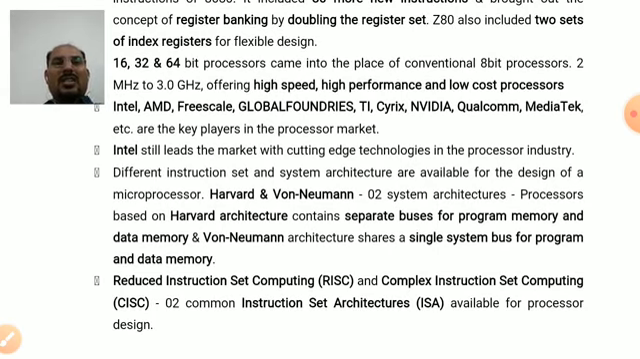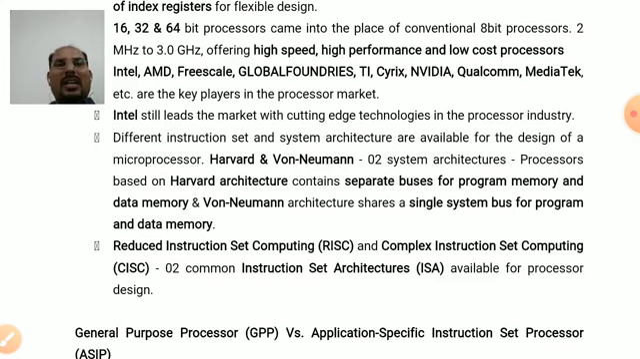Different instruction set and architecture are available for the design of processors, and they are Harvard and Von Neumann architecture. Here, Harvard contains separate buses for program memory and data memory, whereas the Von Neumann architecture has a single bus for fetching the program memory as well as the data memory.